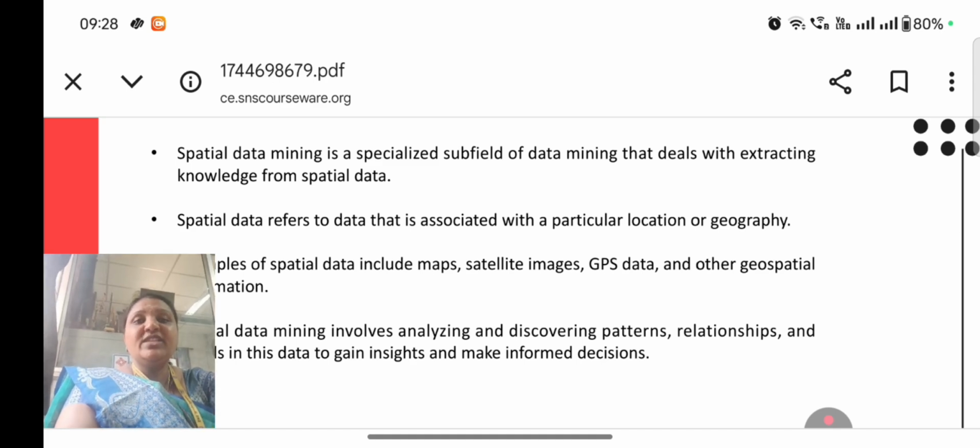Today, we are going to see a case study with students about spatial data mining. Let's see the case study.